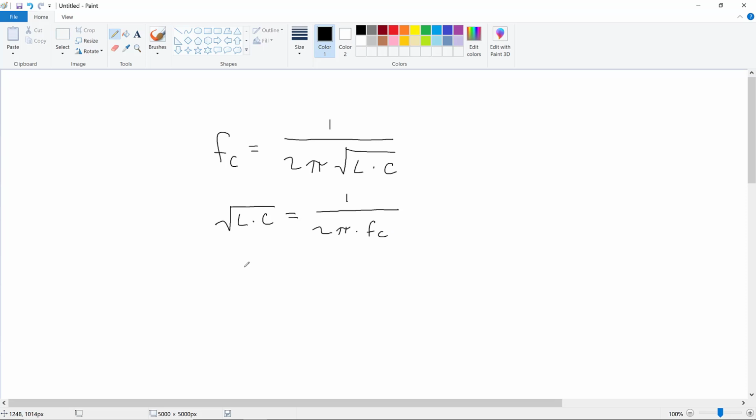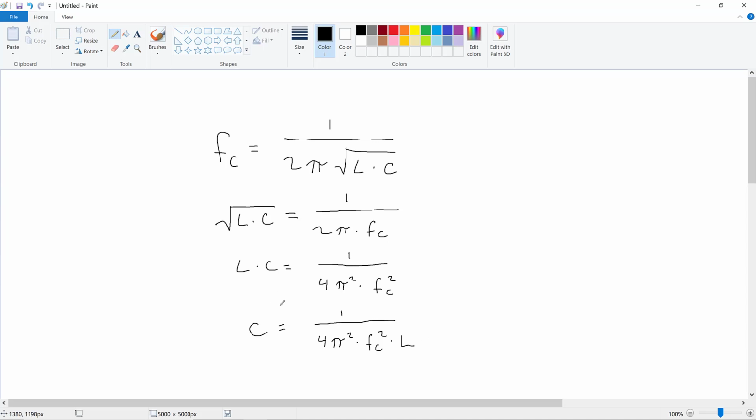Now I can square both sides and I get L times C equals 1 divided by 4 pi squared times FC squared. Then I can divide both sides by L and I end up with C equals 1 over 4 pi squared times FC squared times L. Okay?